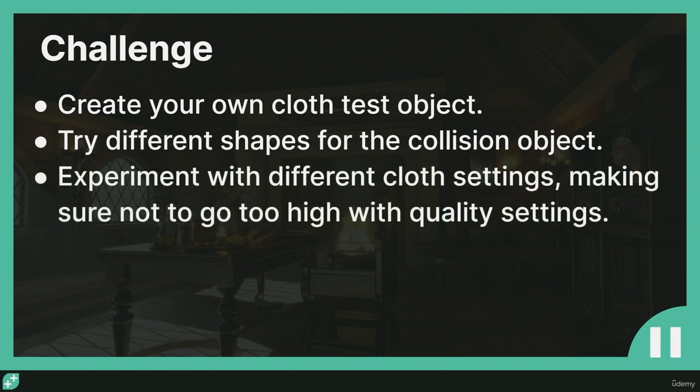Experiment with different cloth settings. Make sure you don't go too high with the quality settings, otherwise it will really slow down your computer, and try and keep an eye on your subdivisions on your plane as well. Remember, if it's really going too slow, you can always reduce the number of segments on your plane, or you can decrease your quality settings slightly. And don't forget to use self-collision so you don't get any intersections. So pause the video, have a go at that, and join me in a moment and I'll show you some of the other objects that I came up with.